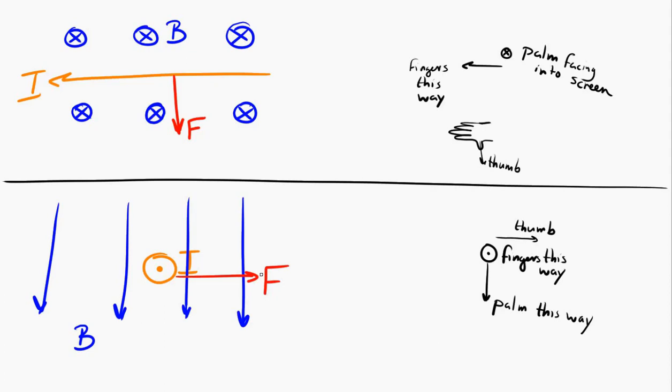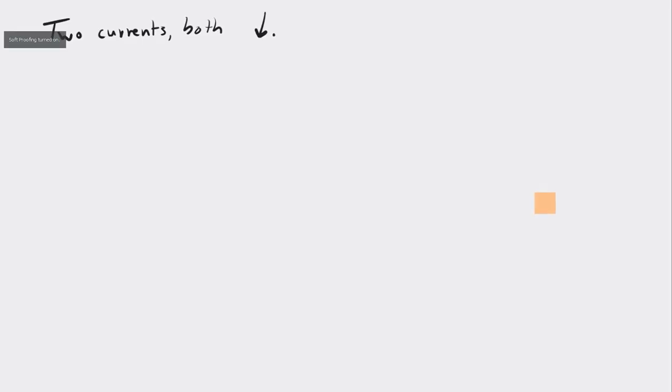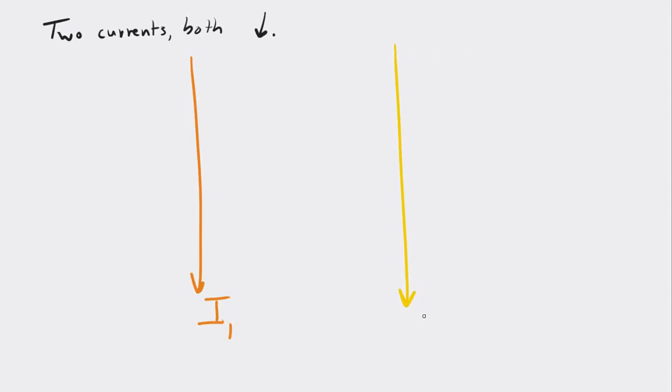All right, let's do one more example. Let's say I have two currents and they're both directed toward the bottom of the page. So maybe I have two wires, parallel wires, that are both carrying a current toward the bottom of the page. And I want to know what force will I2 experience due to I1. So let's take this step by step.